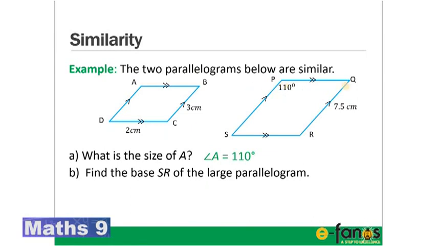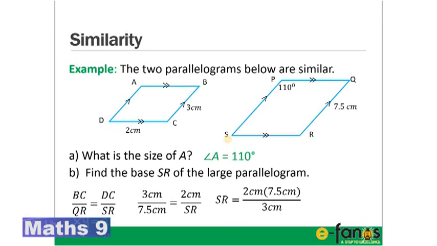We know that the sides must be in the same ratio, so the ratio of BC to RQ is the same as the ratio of the base DC to the base SR. We can write that like this as a fraction. BC over QR equals DC over SR. So 3 over 7.5 equals 2 over SR. So SR equals 2 times 7.5 over 3, which is 5 centimeters.